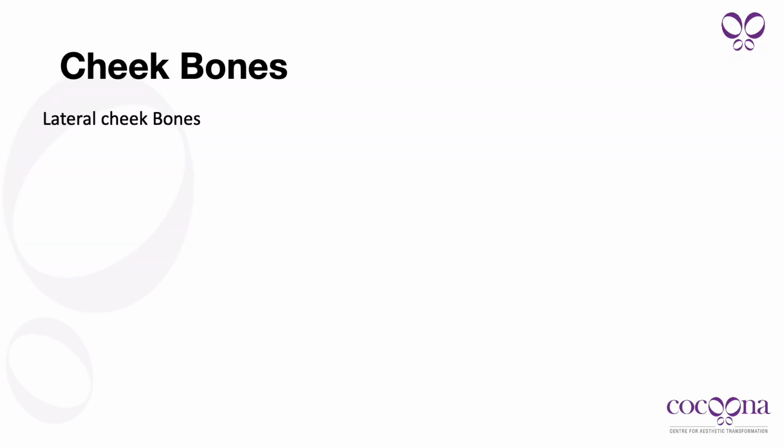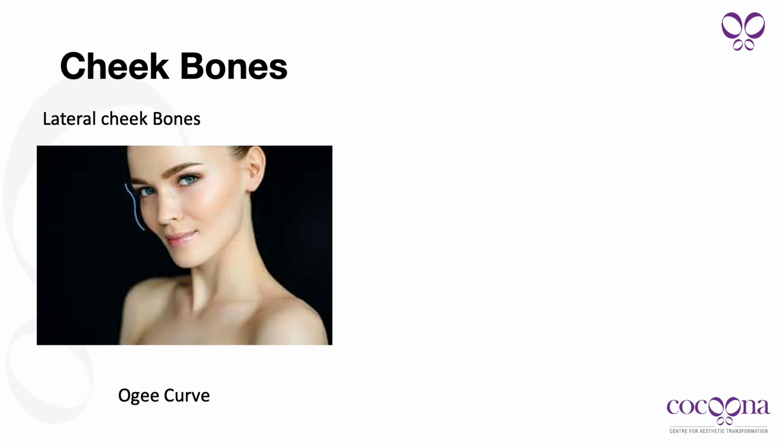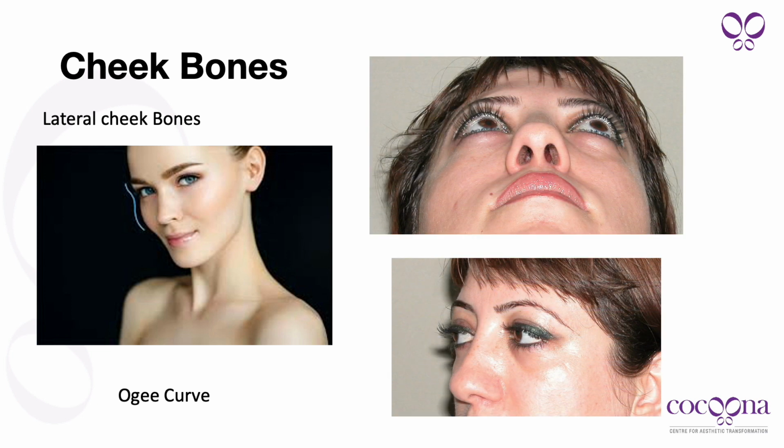The lateral part of the cheekbone typically contributes to the famous ogee curve, and again that can be improved using filler injection. For example, in this patient you can see she has deficiency of anterior cheek, middle cheek, and the lateral cheek or the zygoma. So the fillers are placed in all of these three areas.